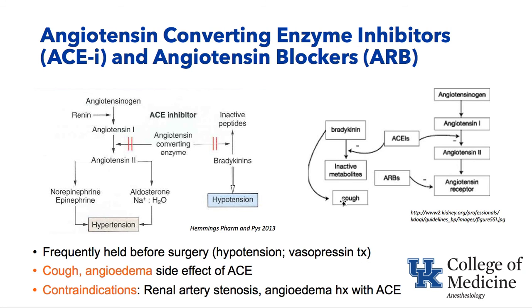When you have hypotension in a patient on an ACE inhibitor, sometimes it can be catecholamine resistant, and vasopressin may be especially helpful to cause vasoconstriction in this instance. Cough and angioedema are side effects of ACE inhibitors. Notice that ARBs get past that bradykinin issue, but there are contraindications to ACE inhibitors, including renal artery stenosis, which ACE inhibitors will reduce renal blood flow and can cause renal failure, and a history of angioedema, swelling up with previous ACE treatment.